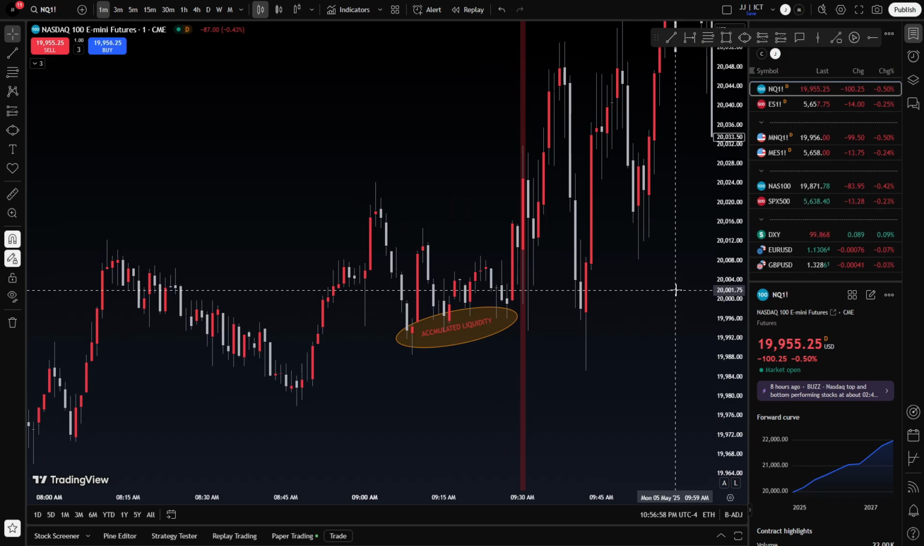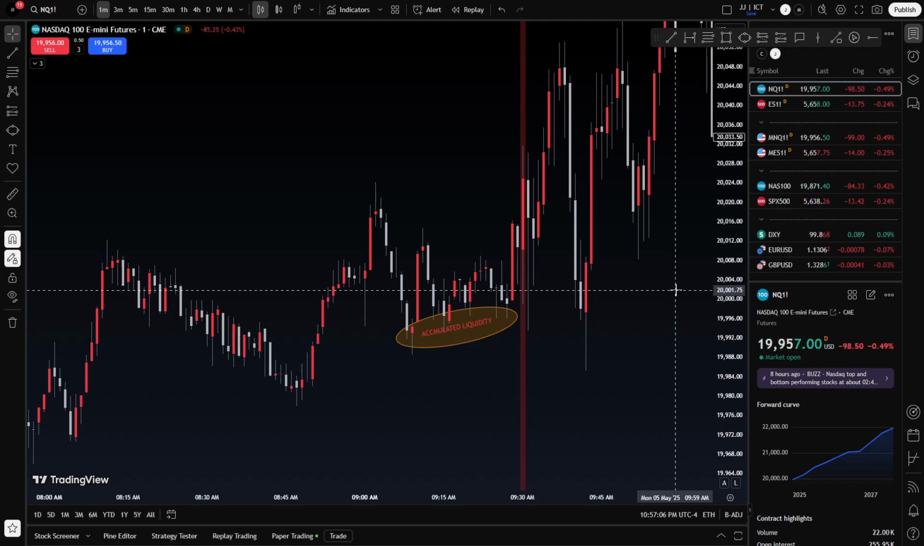Pay attention. It purposely accumulated liquidity in order to send the market into a temporary discount, manipulating other ICT traders that do not know this concept, and retail traders also, because there are some retail traders and ICT traders that do get manipulated by this because they don't know. If you don't know, you don't know. That's why I'm teaching you this, because this is a very, very important concept.